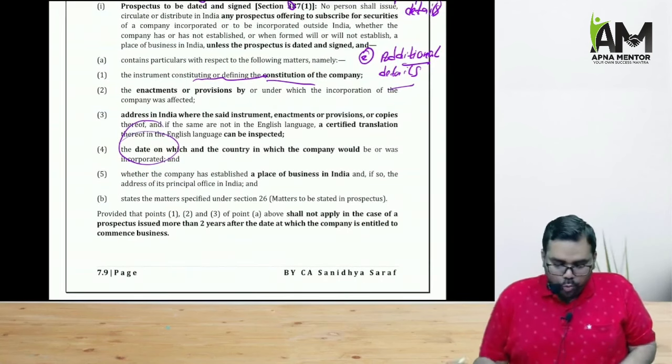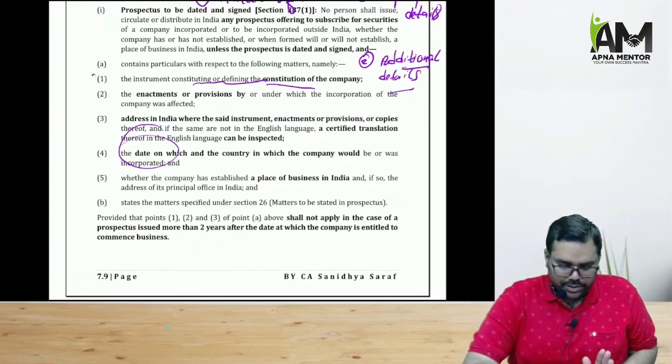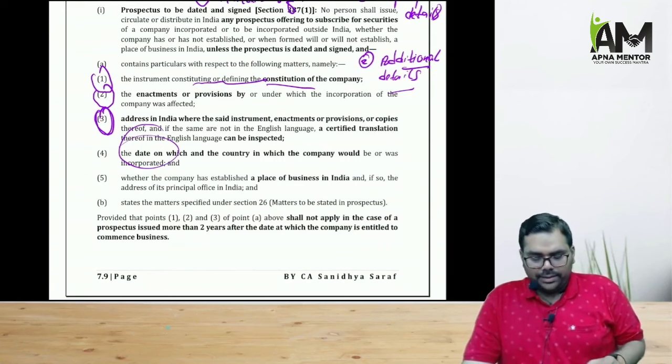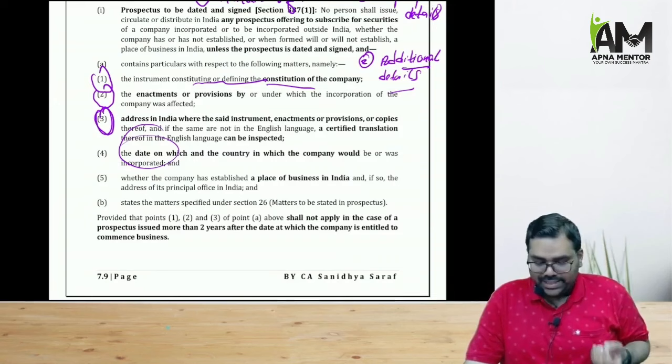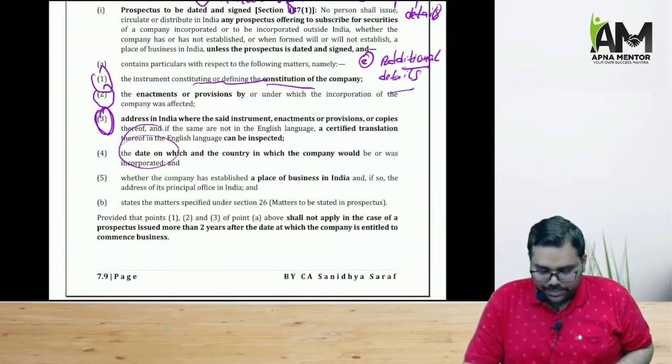Now you see, what is the logic of including points number 1, 2, and 3? Think very logically and tell what is the logic of including these points 1, 2, and 3. They give details about the instrument, under which provision you are set up, and a certified copy of translation. So basically, what is the logic behind these points?